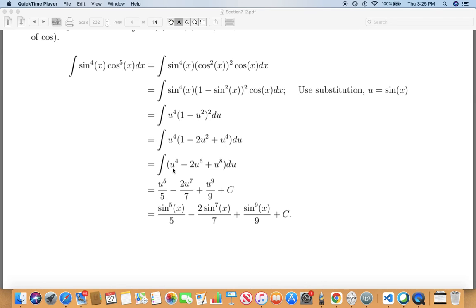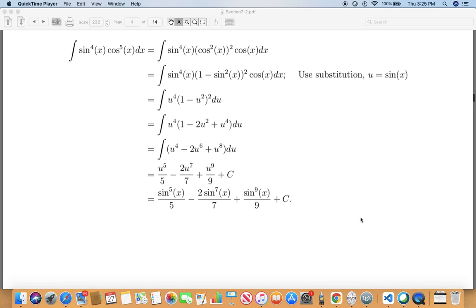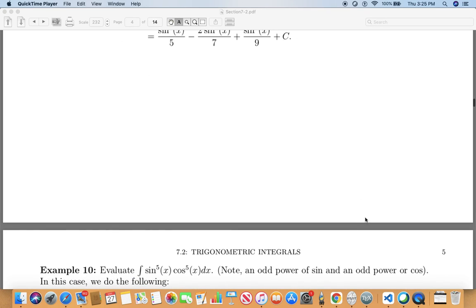Standard stuff. When you take integration, you get u to the 5th power over 5, minus 2u to the 7th power over 7, plus u to the 9th power over 9, and replace u by sine. Resubstitute them back, and that completes your integration. We'll continue next page in our next video.